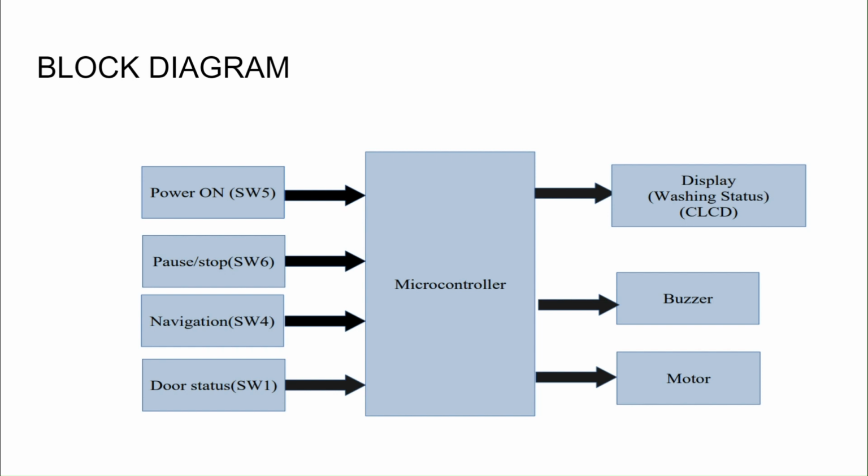The buzzer produces a sound when the program or task is done, and the CLCD screen displays the status of the washing machine. The motor runs only when the door is closed. That shows whether it is working properly or not.